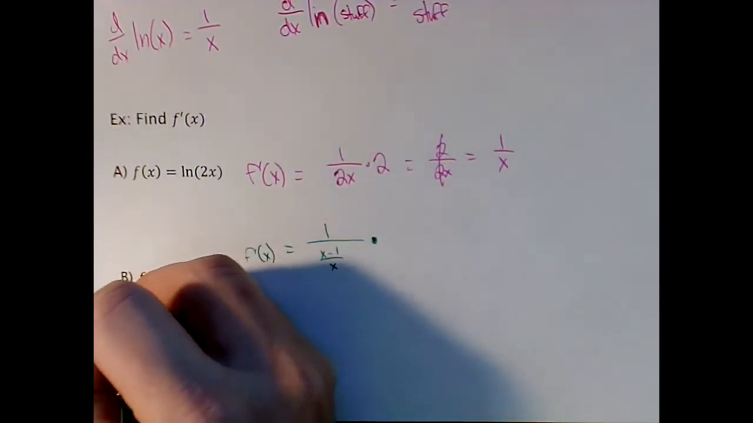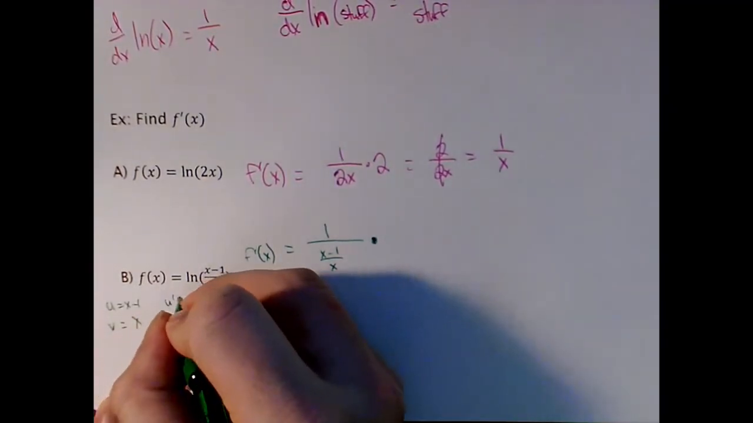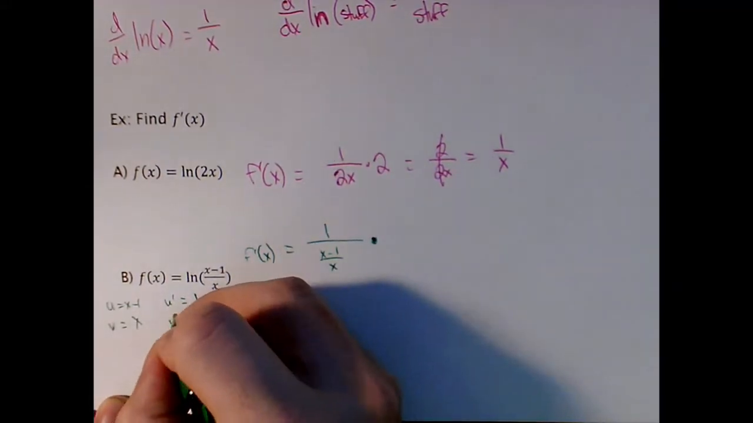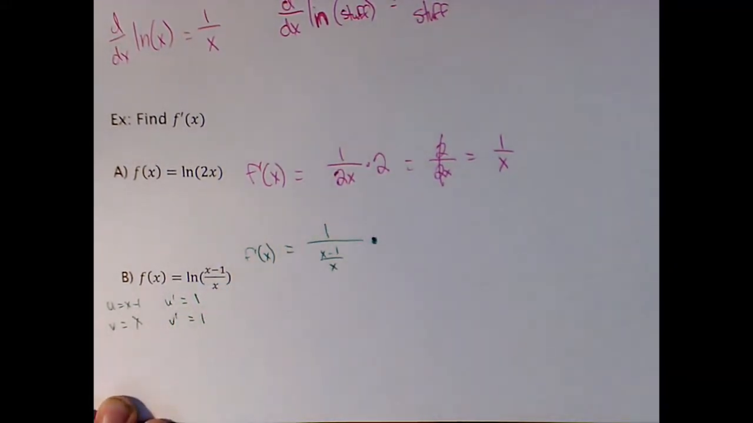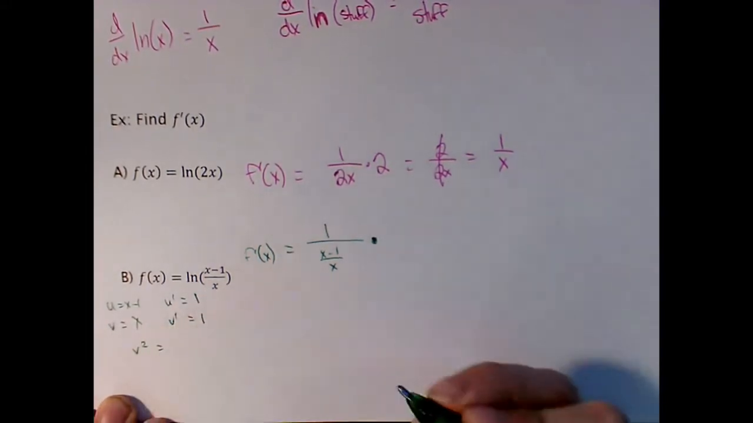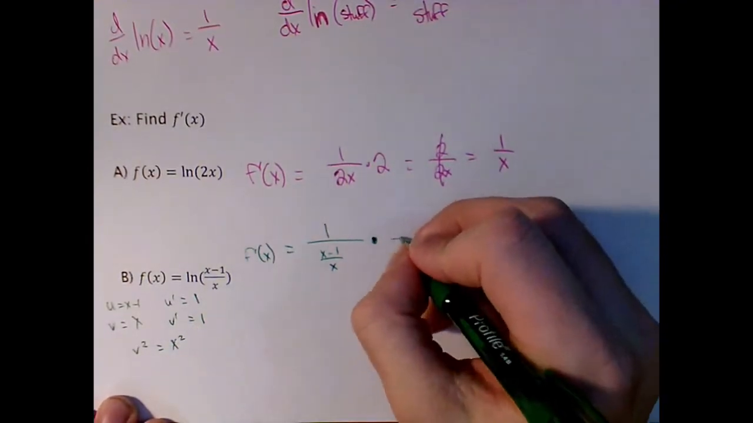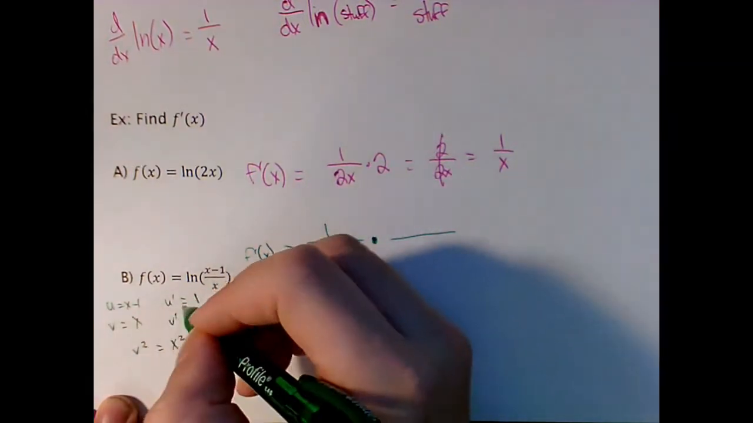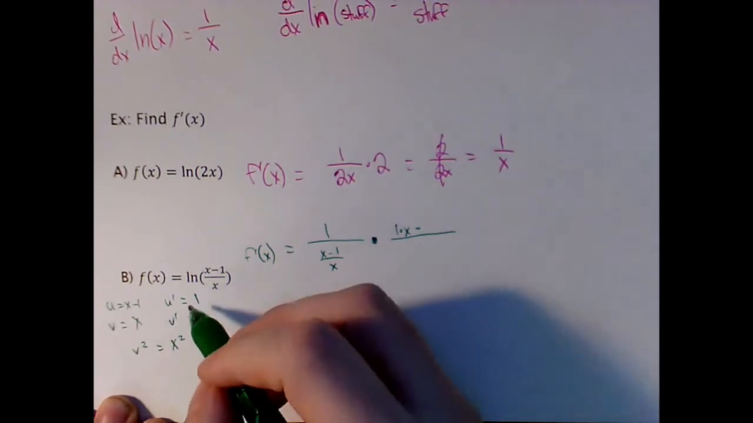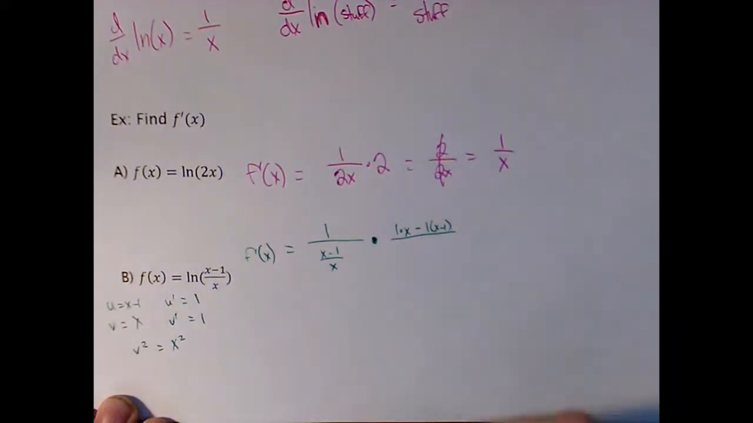I'm going to let u equal x minus 1. I'm going to let v equal x. So u prime would be 1. V prime would also be 1. And v squared would be x squared. So I'm going to multiply the whole thing by the derivative of the inside stuff, which is u prime v, so 1 times x, minus v prime u, which is going to be 1 times x minus 1, over x squared.